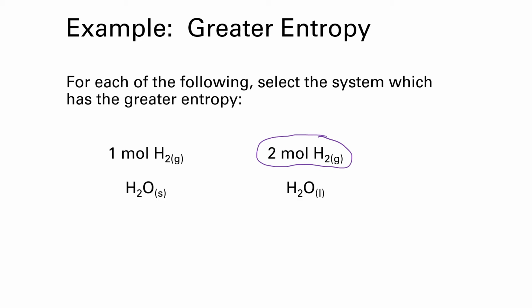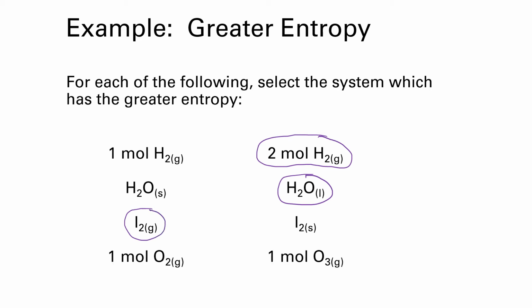H2O solid versus H2O liquid. Well, between a solid, a liquid, and a gas, gases have the greatest entropy, liquids are next, and solids have the least. So comparing a solid and a liquid, the liquid will have the greater entropy. Iodine gas versus iodine solid. Out of the 3 states of matter, gases have the most.